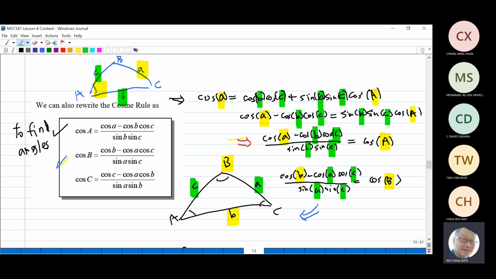Okay, the law of cosine is very friendly because you don't need to worry about the answer. You get only one answer when you do a calculation. You don't need to find the other answer, unlike the law of sine, right? It's 180 minus theta again.